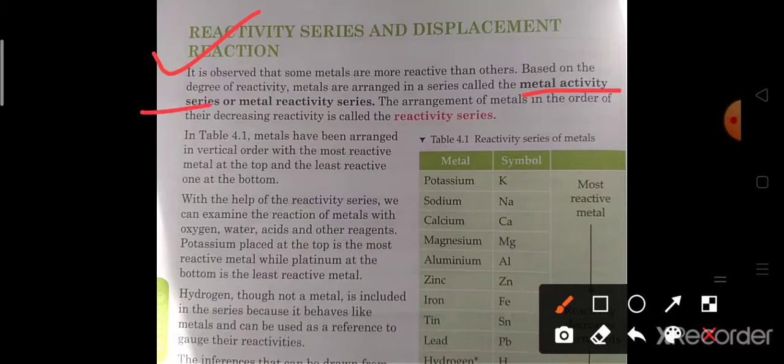So what actually is the reactivity series? It is observed that some metals are more reactive than others. Based on the degree of reactivity, they are arranged in a series called the metal activity series or metal reactivity series.